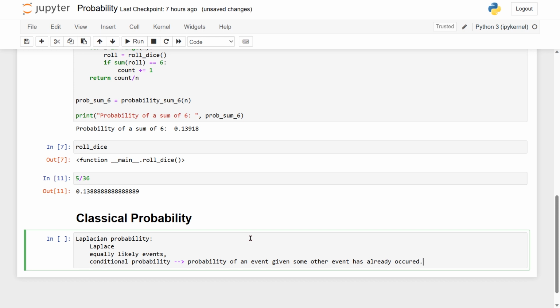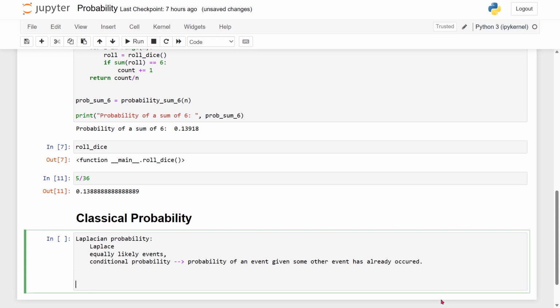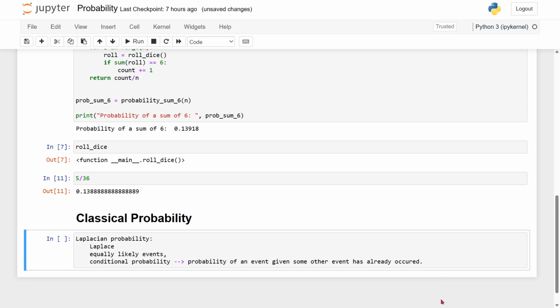Laplace's work in probability theory was influenced by his work in celestial mechanics, where he used probability theory to make predictions about the motions of celestial bodies. He also applied probability theory to other areas such as social sciences, economics, and biology. Classical probability theory has since been extended and generalized to include other types of probability, such as Bayesian probability. That's a completely new thing, in addition to classical probability.